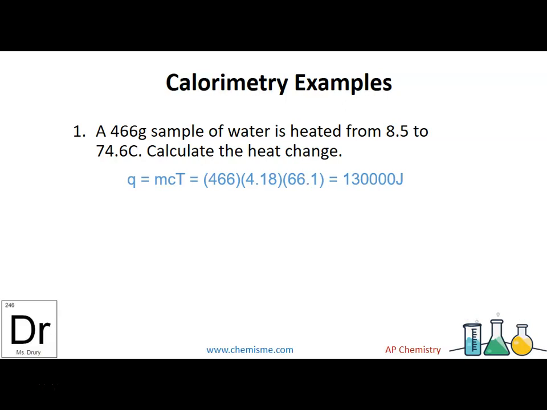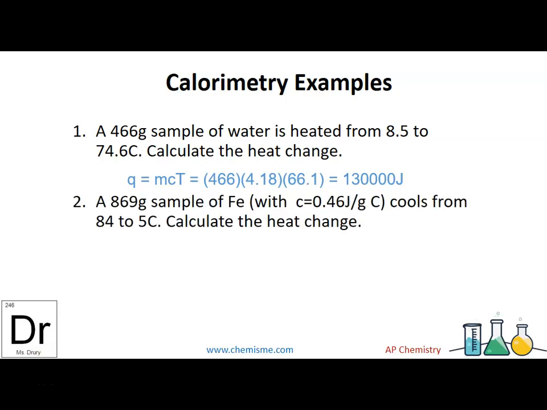The mass was 466. The C is 4.18 from the previous slide, and the change in temperature is 74.6 minus 8.5. I get an answer of 130,000 joules. That could also be reported as 130 kilojoules, right? Here's another example, 869 gram sample of iron.